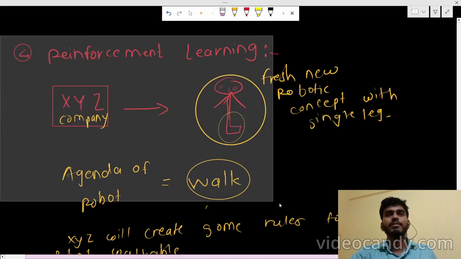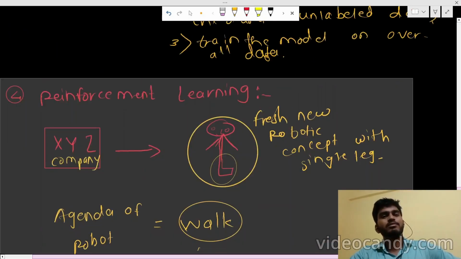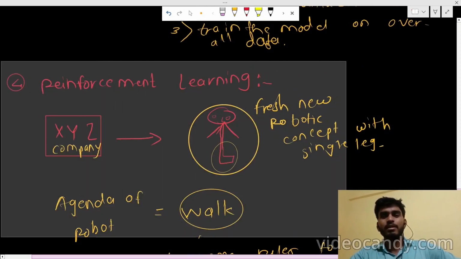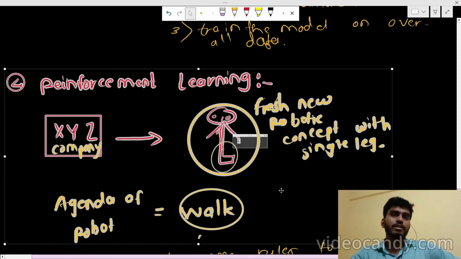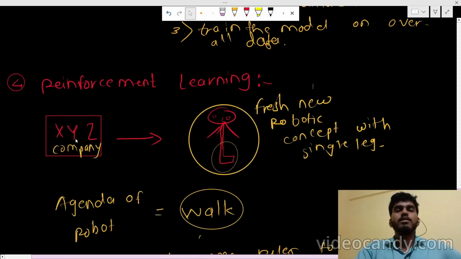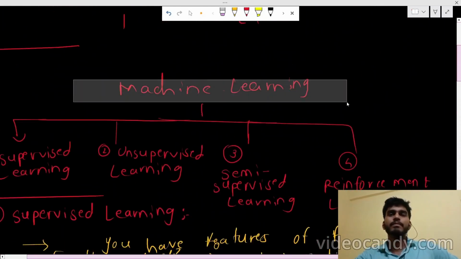You may have heard somewhere the quote: learn through your mistakes. This quote is very nice and it's the best fit for reinforcement learning. Learn by your mistakes. So these are the topics of machine learning.